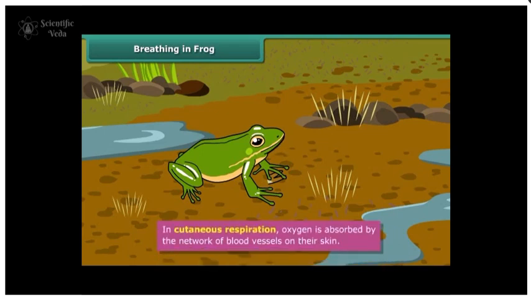In cutaneous respiration, oxygen is absorbed by the network of blood vessels on their skin. This respiration is effective only if their skin is moist. This technique of respiration is used by frogs on both land and water.